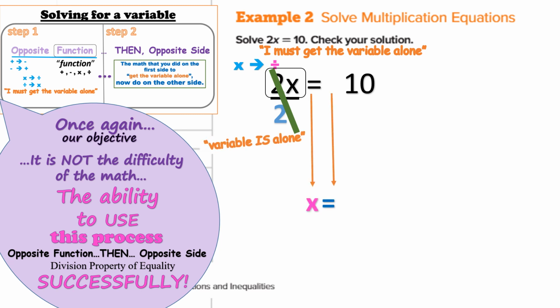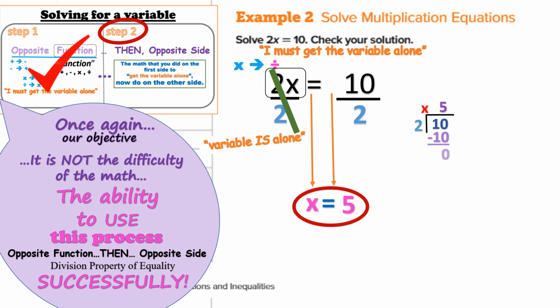I bring down my variable, my equal sign, because I have gotten my variable alone, and that's my goal. Now I move to step 2. I divided by 2 with the variable, so I'm going to divide by 2 on the opposite side. 5 divided by 2. If you need to do a division problem, feel free to do it. If you don't, and you just know that that's 5, great. So x is equal to 5. That's your answer. It should be pretty simple.